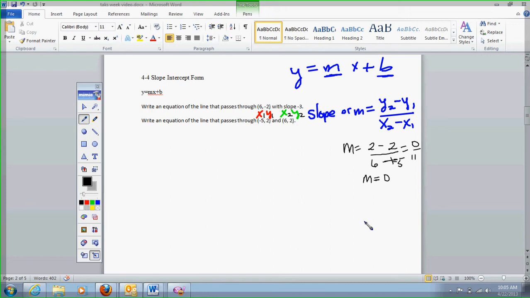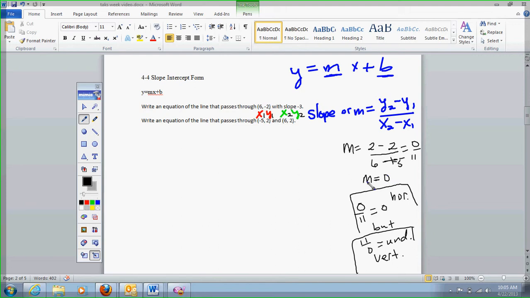Now remember something else we talked about. Remember we said if we have 0 divided by 11, this is 0. But if we have 11 divided by 0, this is undefined. Very important, which means this is a vertical line, and we're going to talk more about that in a minute. And this is a horizontal line. Alright, so continuing on, my slope is 0.